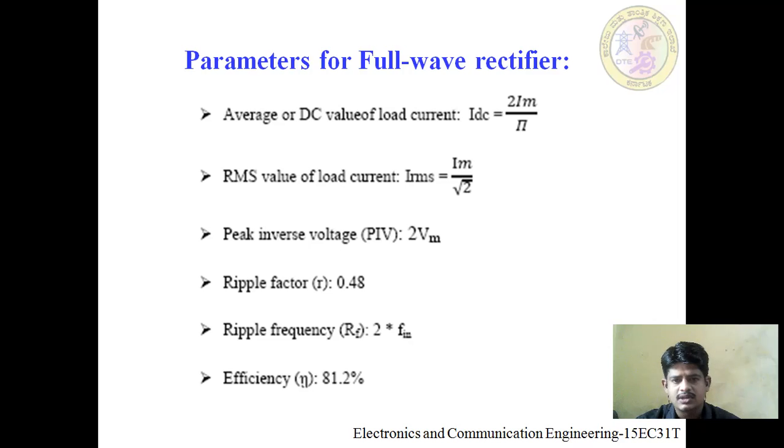You just must remember the ripple factor equation, and then substitute the IDC and IRMS values to calculate the ripple factor. Similarly, to calculate the efficiency, first remember the equation of efficiency, then substitute the values of IDC and IRMS, and you will get the value. It's very easy, provided you remember some basic equations. So these are the parameters. Let's move to the next slide.